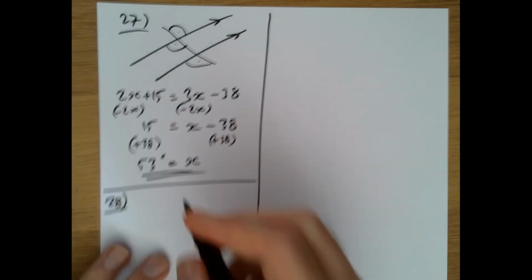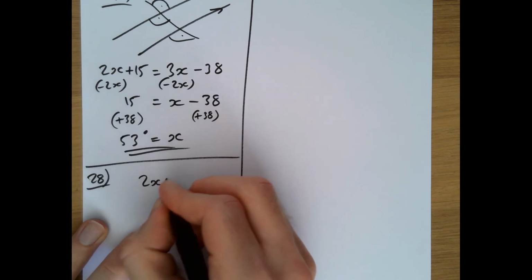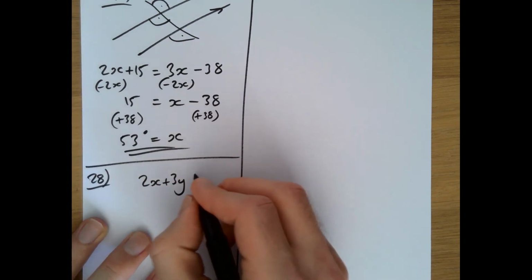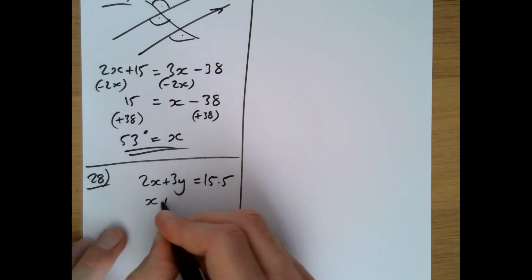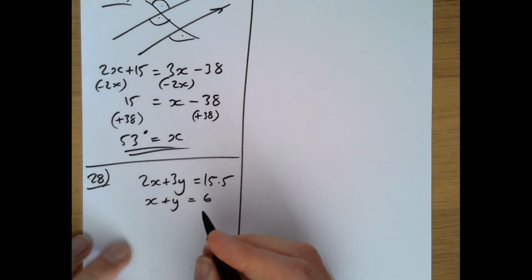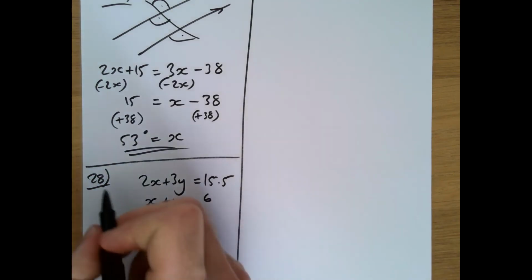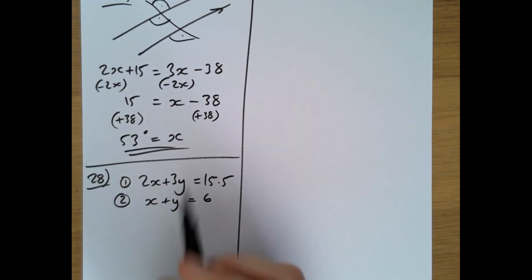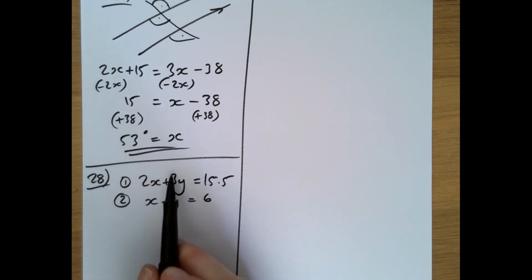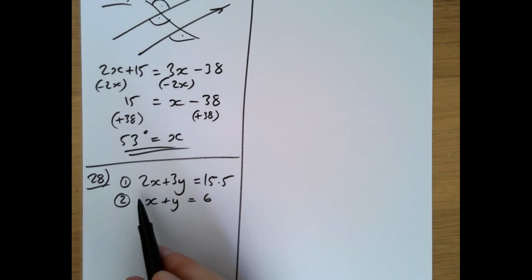28. Oh, simultaneous equations. So 2x plus 3y equals 15.5. x plus y equals 6. Work out x and y. So what you do with simultaneous equations is you label your equations 1 and 2. And then we're looking to see is the number in front of x or y the same. And in both of these cases it's not. So what can we do to either of the equations to make that the case?